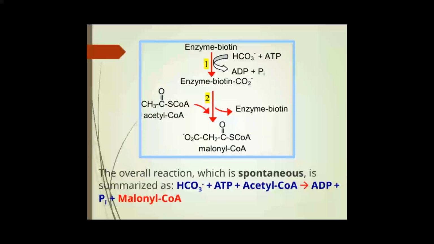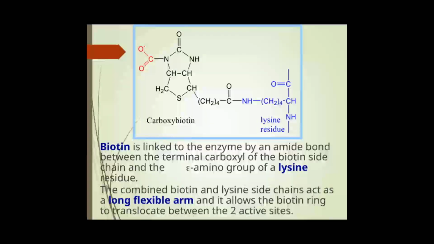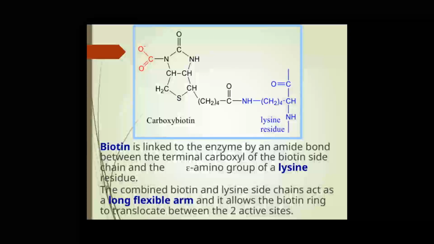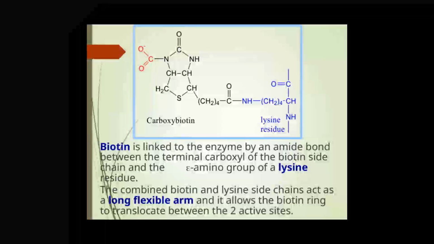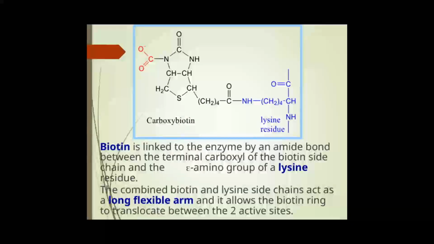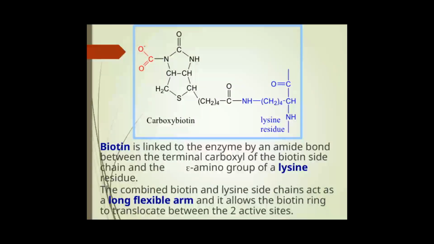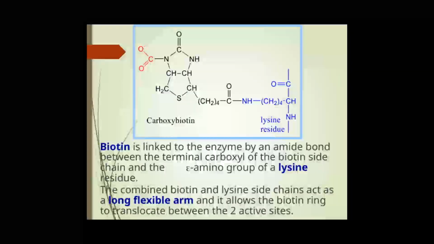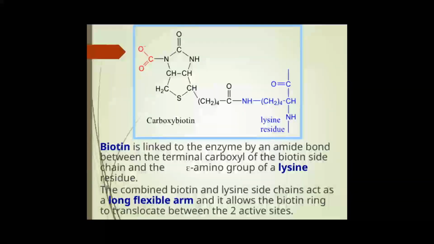Let's take a closer look at how biotin is attached to the enzyme. It forms a very specific bond, called an amide bond, which occurs between the terminal carboxyl group of the biotin side chain and the epsilon-amino group of a lysine residue on the enzyme. This connection is crucial because it anchors biotin firmly in place.